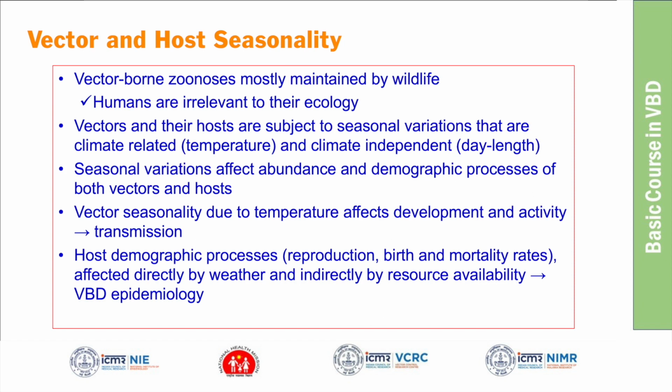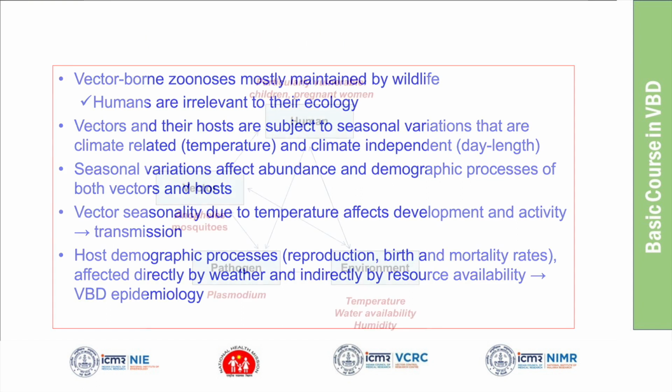Seasonal variations you also find depending on the rainy days, whether summer, winter, or monsoon period, and all vector seasonality is dependent mainly on the temperature, environmental factors, and also demographic processes like reproduction, birth, and mortality rates by weather, and indirectly by resource availability. So we need to have the manpower and other things for surveillance and other mechanisms, which I'm coming to.